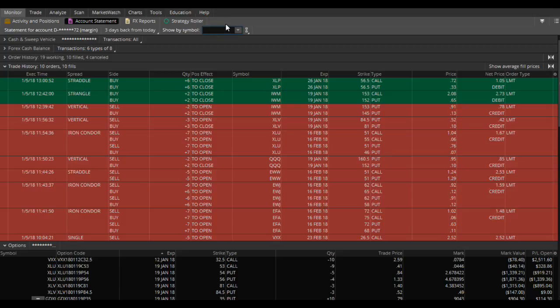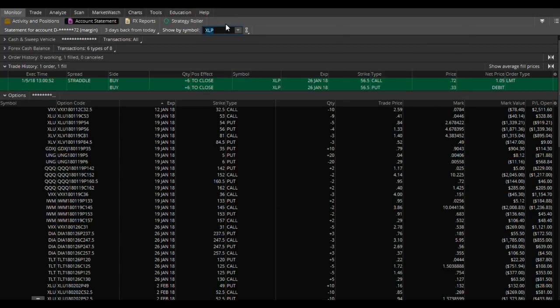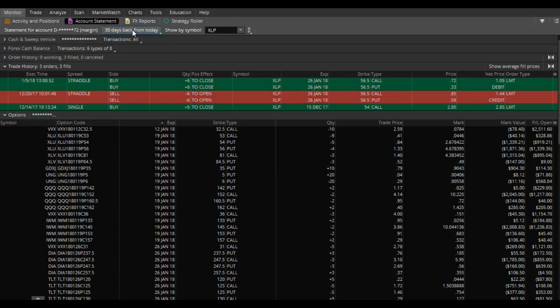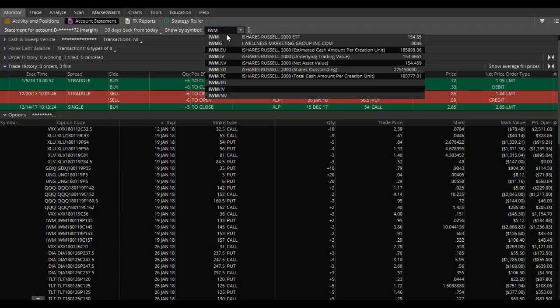So let's go ahead and put in XLP. As you can see here, we're going to move back this 30 days and see if that gets us in. Yeah, there we go. Okay, so as you can see here, we opened this trade on the 20th for $1.44 in credit, and we closed it here on the 5th for $1.05 in debit for a total of $202.10 of profit. Okay, so that one was pretty easy there.